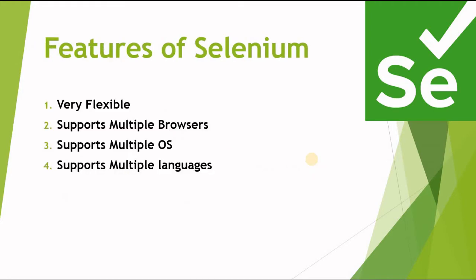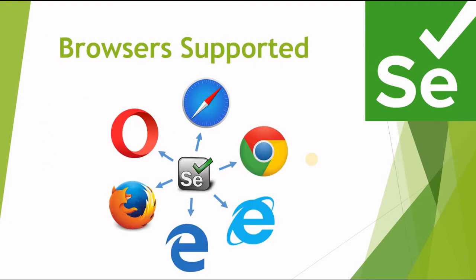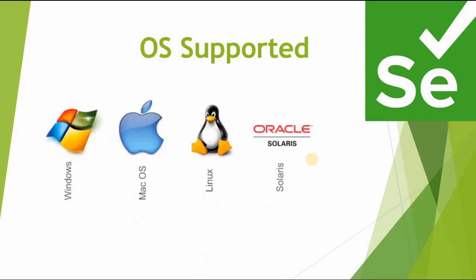Now, what are the features of Selenium? Selenium is a very flexible tool. It supports multiple browsers, multiple operating systems, and also multiple programming languages. Now, here is the list of browsers supported by Selenium. It supports Safari, Chrome, Internet Explorer, Edge, Firefox, and Opera. These are the major browsers. Again, there are some minor browsers which are supported by Selenium. And these are the operating systems supported by Selenium: Windows, Mac OS, Linux, and Oracle Solaris. So all major four operating systems are supported by Selenium.